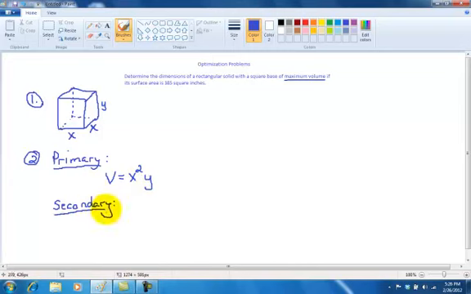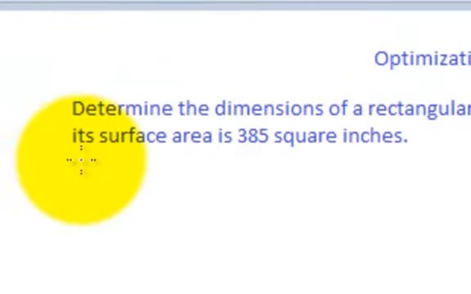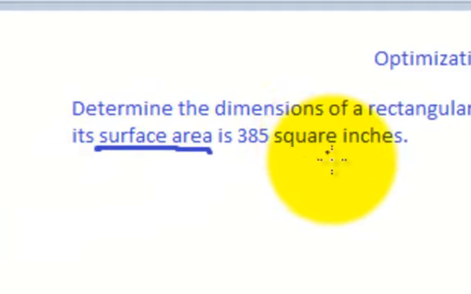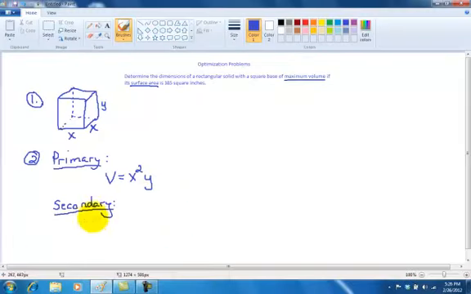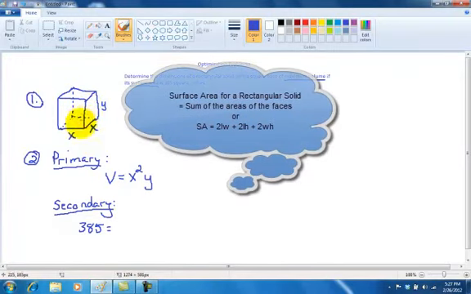Now, our secondary equation is the other thing in the problem, where it says if its surface area is 385 square inches. So 385 is our surface area. And now we need to come up with what the surface area is of this figure here. Surface area is the sum of the areas of all the faces of the solid.